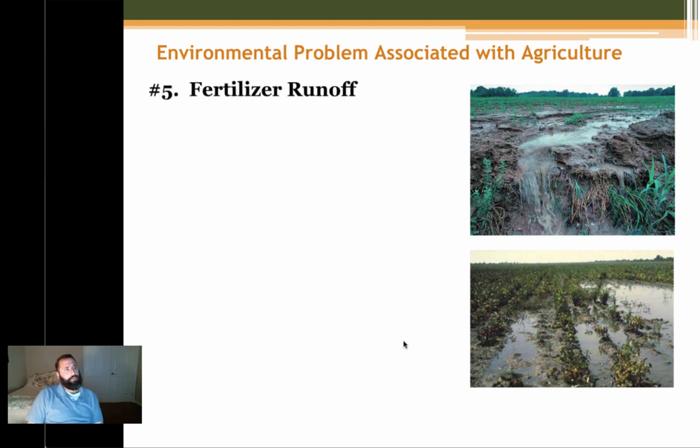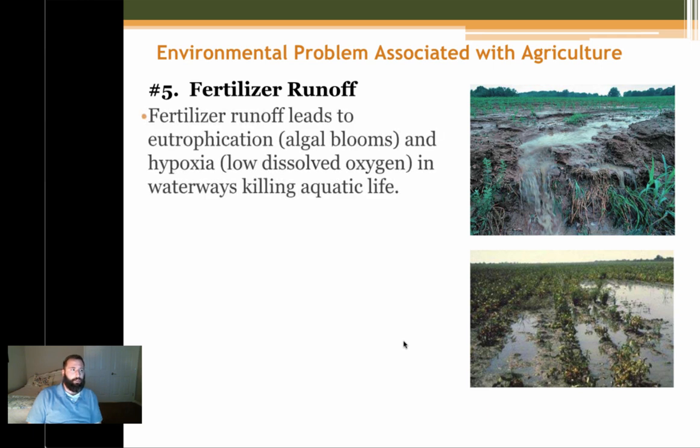Here's another environmental problem associated with agriculture. Fertilizer runoff. We talked about this in the very beginning of the school year, right? The problem with this is eutrophication, the process of putting phosphorus and nitrogen, which these fertilizers are very high in, into a body of water. And what happens is those limiting nutrients, nitrogen and phosphorus, are readily used up by algae in the area. Those algal blooms start to pop up.